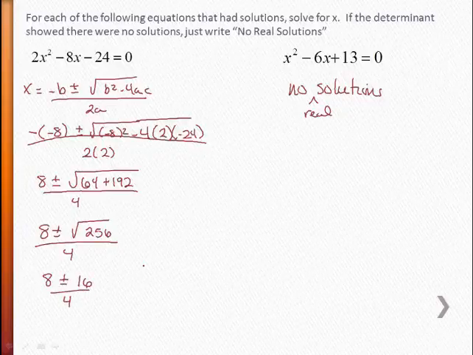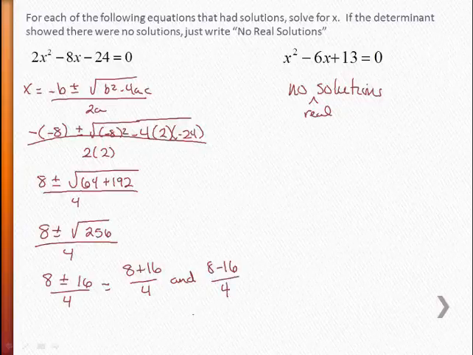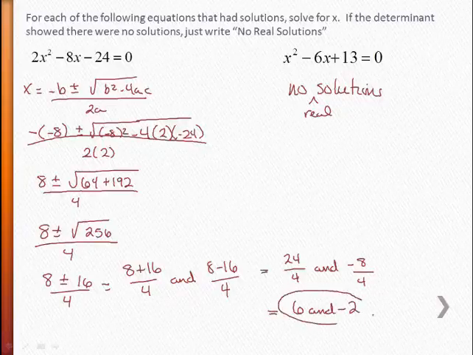Now at this point, I need to do 8 plus 16 and divide by 4. And I need to do 8 minus 16 and divide by 4. 8 plus 16 gives me 24. And 8 minus 16 gives me negative 8. So my two solutions are 6 and negative 2. And I knew I was going to get two solutions because my determinant was positive, and that told me two solutions, and I got 2.